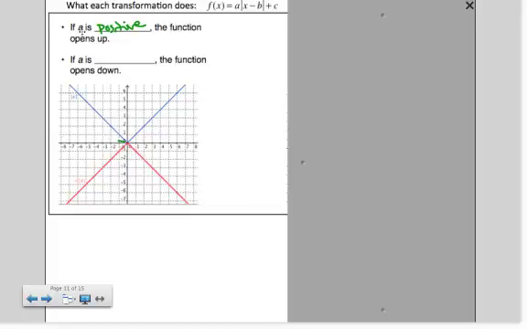Well, if I multiply every vertical value by a negative number, okay, if a is negative, the function opens down. So here, if I look at my points, I would have 1, and now I'm multiplying. This is f of x equals negative absolute value of x. So that means take the absolute value and multiply it by negative, which means take the function and multiply it by a negative. So the absolute value of 1 is 1, multiply that by a negative is -1. So it goes down, it flips.